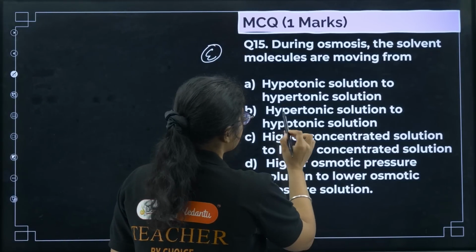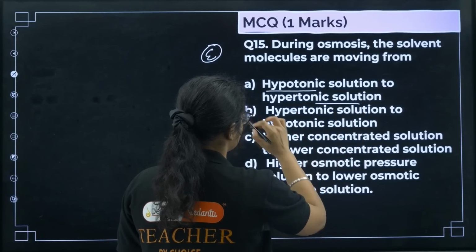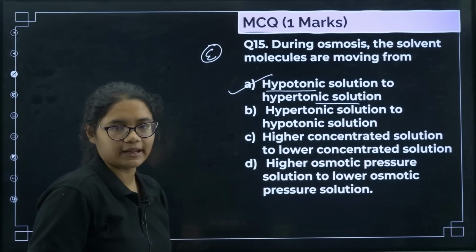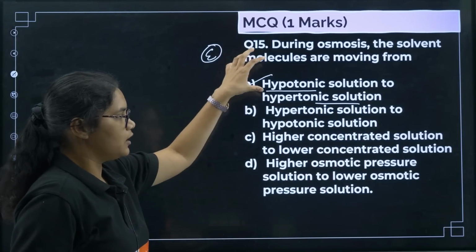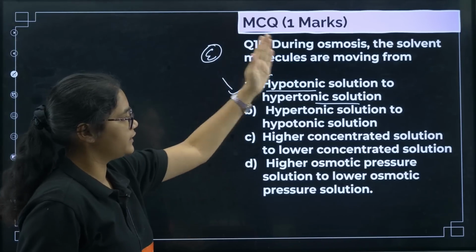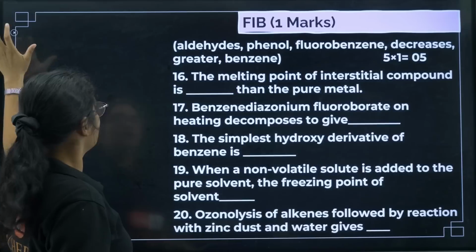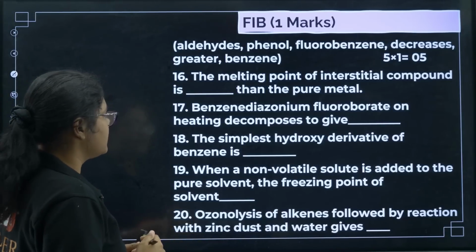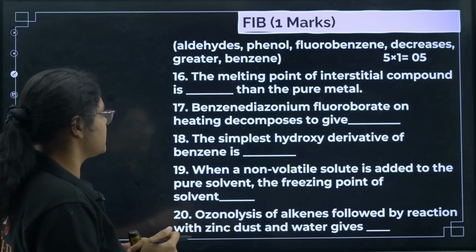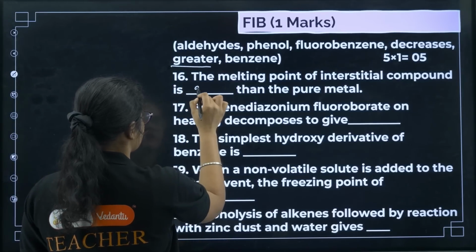Next, during osmosis the solvent molecules are moving from, this is an easy question, direct definition based question, from hypotonic solution to hypertonic solution, option number A, right? Here there is more solvent, so from solvent to solute. Next, coming to fill in the blanks, the melting point of interstitial compounds is greater, okay, so it has to be greater.